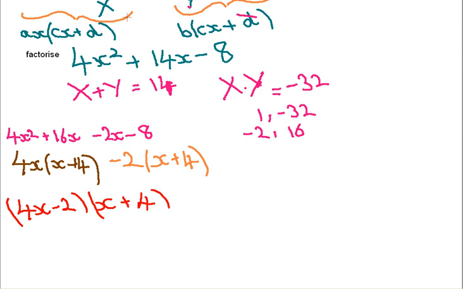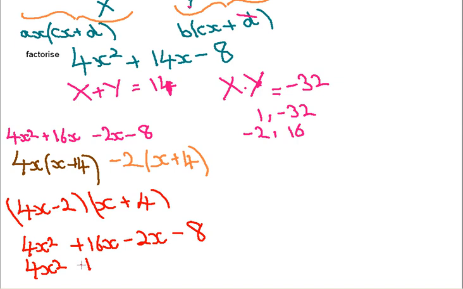Now, does it work? Well, we proved it works, so it must work, but we'll just confirm that to ourselves by multiplying this out. So we're going to get 4x squared plus 16x minus 2x minus 8, which is 4x squared plus 14x minus 8. Yes, it works very well.